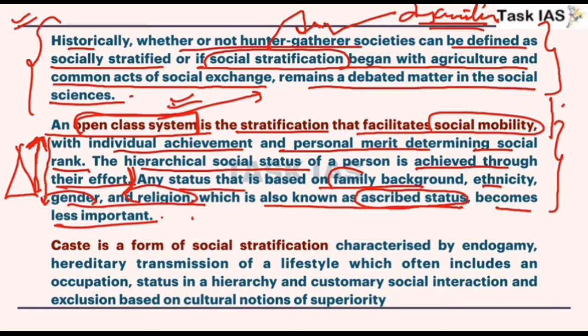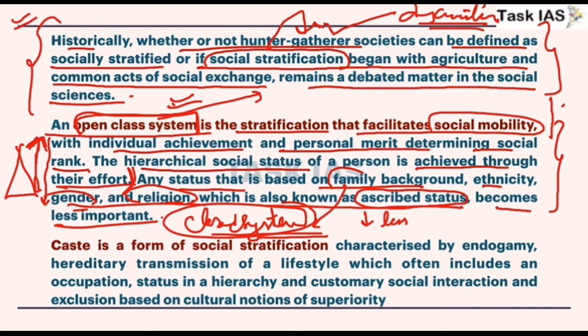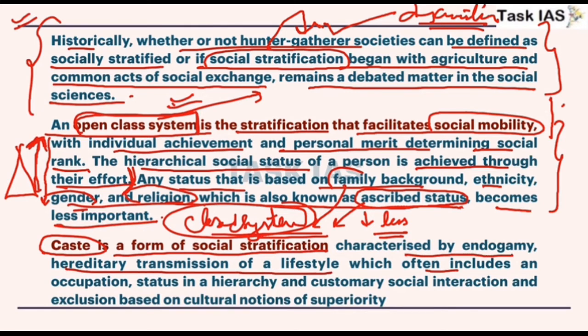And if we consider the closed system, in the closed system these factors are important, that is family background, ethnicity, gender and religion, and in this closed system social mobility is less, and these are ascribed status. For example, caste is a form of social stratification which is a closed system. It is characterized by endogamy, hereditary transmission of lifestyle, which often includes an occupation, status in a hierarchy, and customary social interaction, and exclusion based on cultural notion of superiority.